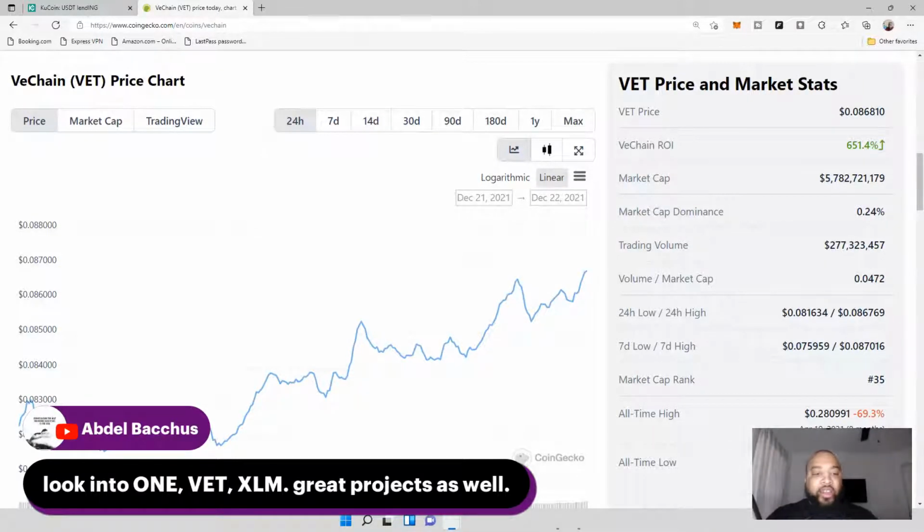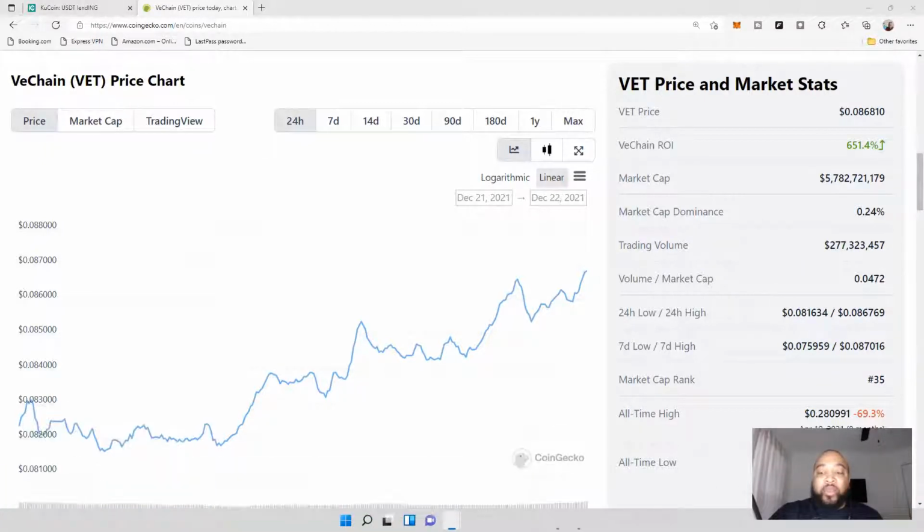But I appreciate the recommendations that Abdel suggested with VET and XLM. I will say I have those as well. Not a whole lot, but I'll take capital that I have and I'll put it here, put it here, put it here, just to have a position into it and see what happens.